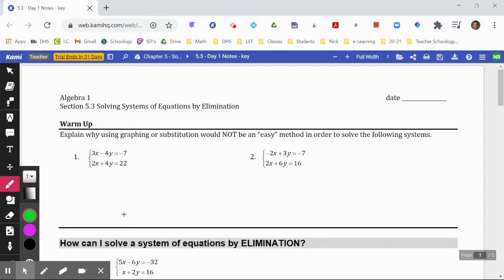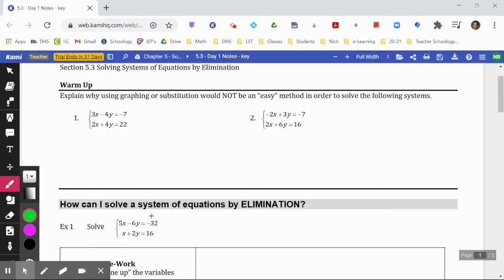Hey class, for homework tonight, we are going to be taking notes, and this is going to be on page 285 in our binder, and we're going to be talking about solving systems of equations by elimination. This is going to be our third and final way that we're going to be able to solve a system. All right, so how can I solve a system of equations by elimination?